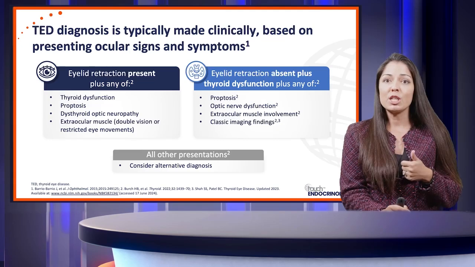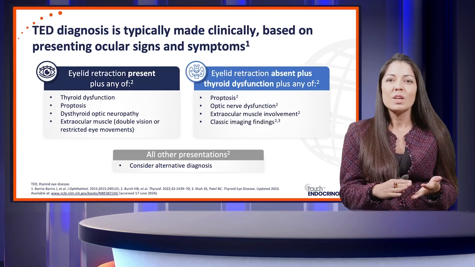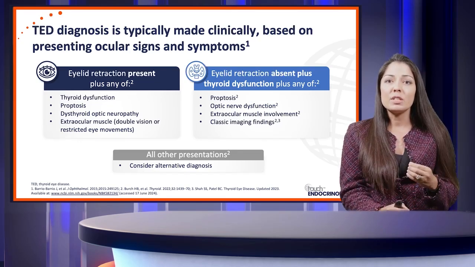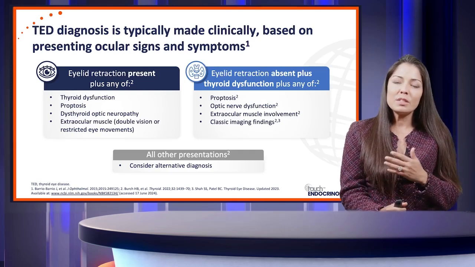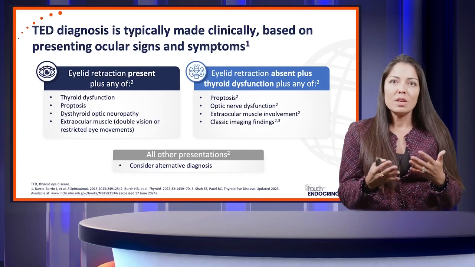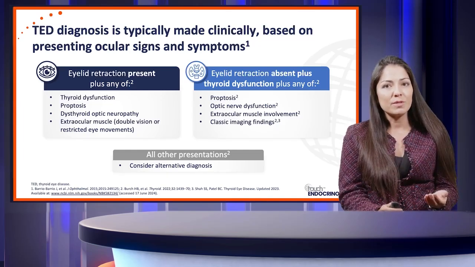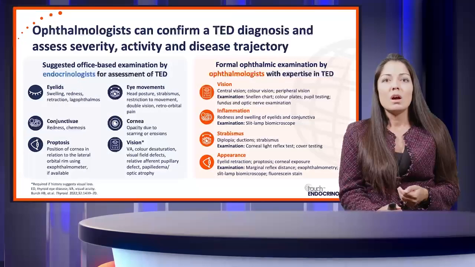So if they have thyroid dysfunction and classic signs and symptoms like proptosis, optic nerve dysfunction, or extraocular muscle enlargement, then they may have thyroid eye disease, or if they have thyroid dysfunction and classic imaging findings. Now, for patients that don't have these typical signs and symptoms, thyroid dysfunction, or imaging findings, then you want to consider alternative diagnoses and work them up for other conditions.